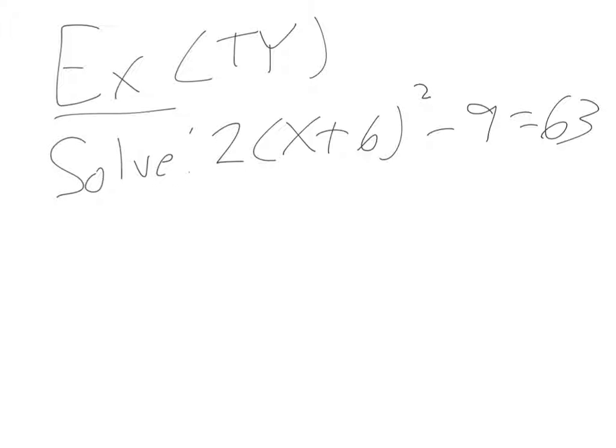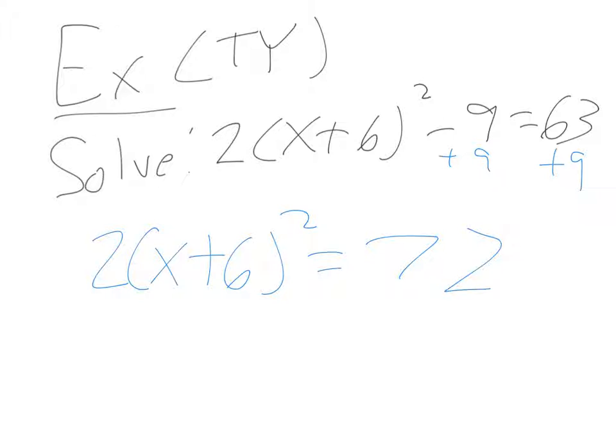Alright, we need to get rid of the minus 9. So the way you do that is by adding 9. So 2 times (x plus 6) squared is equal to 72. And then if you divide by 2 on both sides, you have (x plus 6) squared is equal to 36.